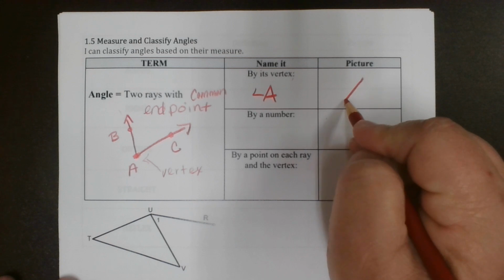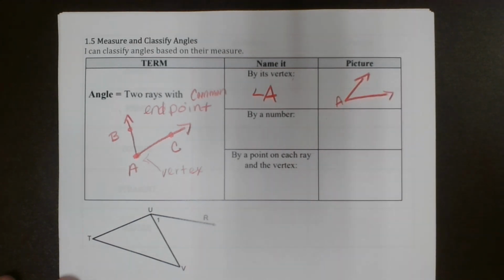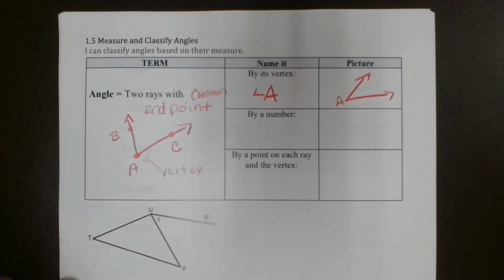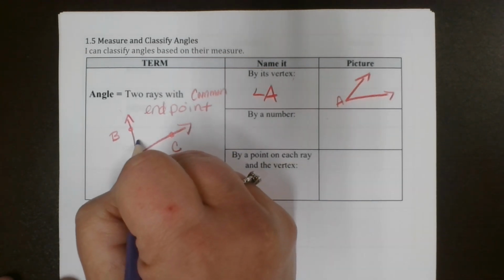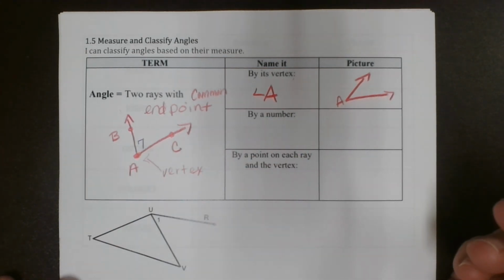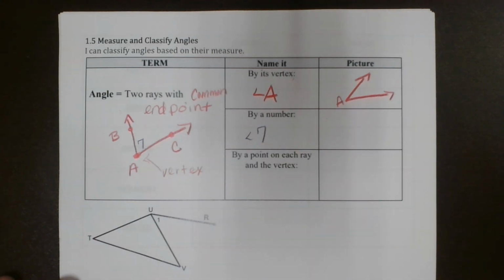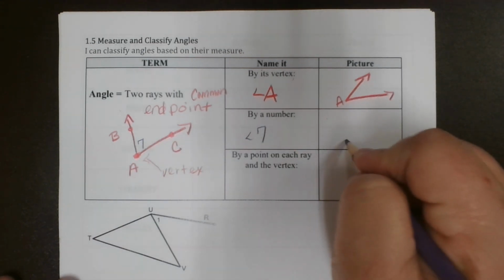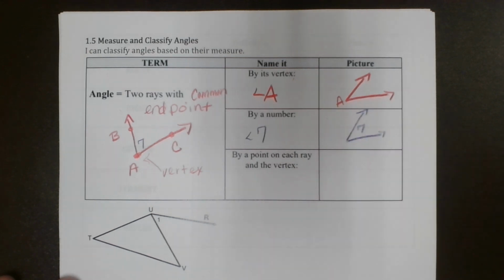So a picture looks like this. Okay, I can name it by a number. Sometimes you'll see a number written out here inside. Let's call it 7. We call that angle 7, only if it's written there. All right, so a picture of that would look like this, an angle with a 7 inside of it.